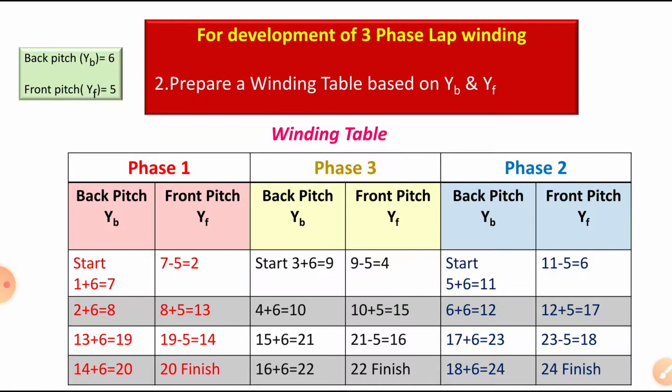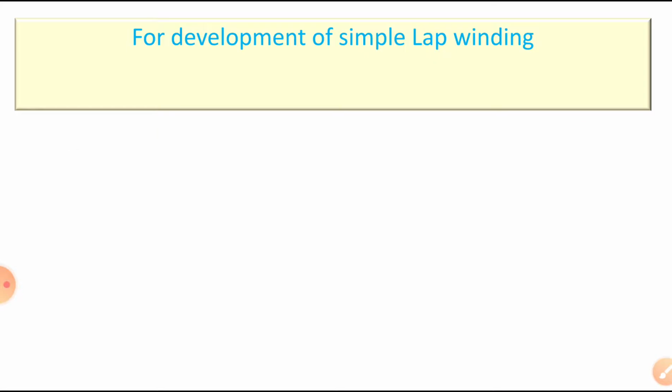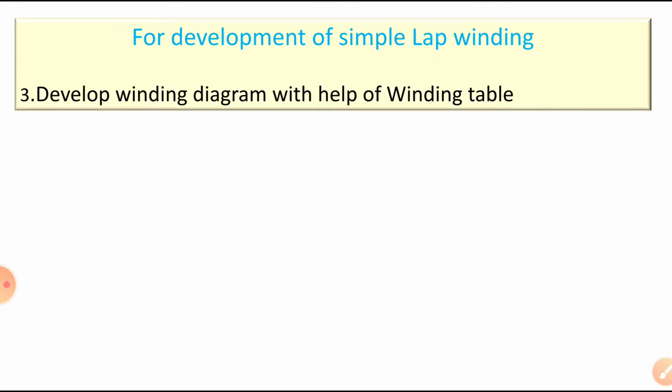After knowing the winding table, we have to prepare the third step. What is the third step? Develop the winding diagram with the help of the winding table. Based on the distribution table, based on the back pitch and front pitch, we have made the winding table. So based on the winding table, as usual, you connect the end connections. Let us see. So this is the development of the winding diagram with the help of the winding table.